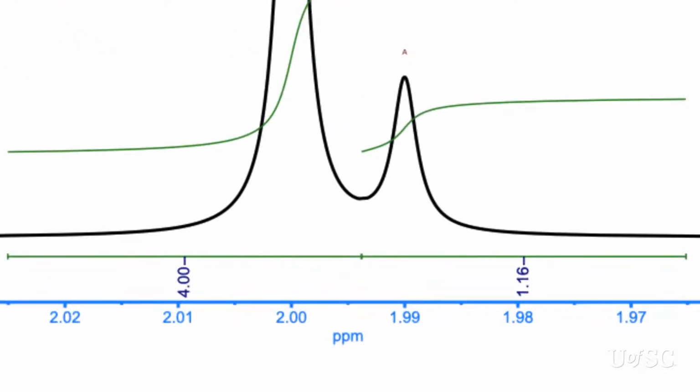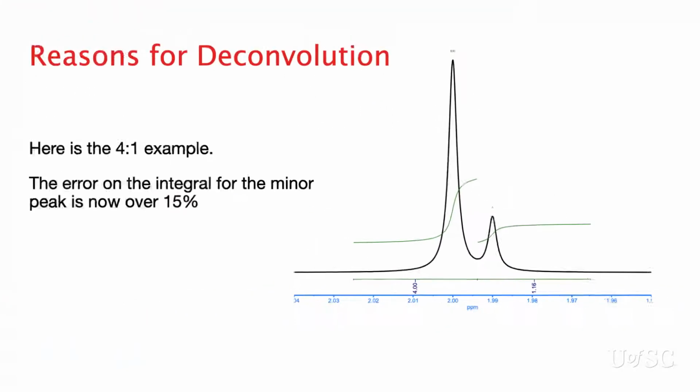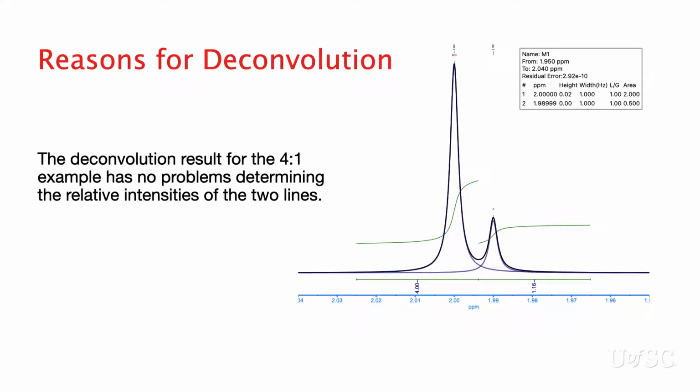Here the minor peak is showing over 15% error, but remember the measurement of the major peak is also being affected even if the set value shown here is 4. The summed area of the two peaks should be 5, not 5.16 shown here. The deconvolution result for the 4:1 case is still accurate and the areas yield the correct ratio.